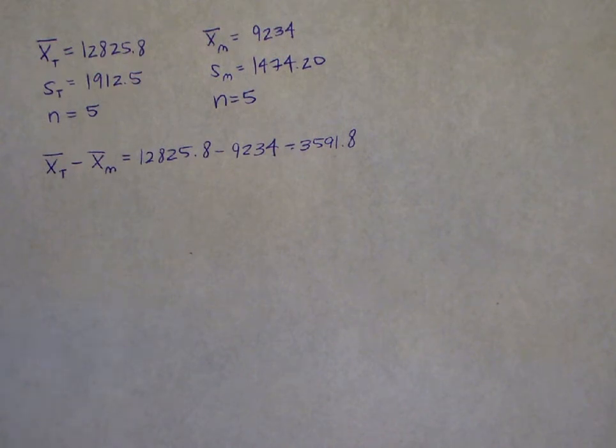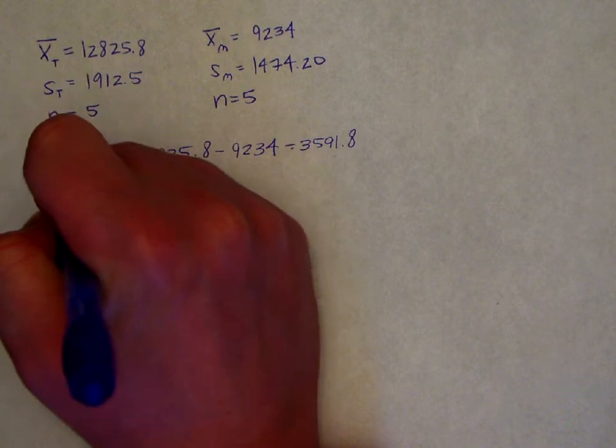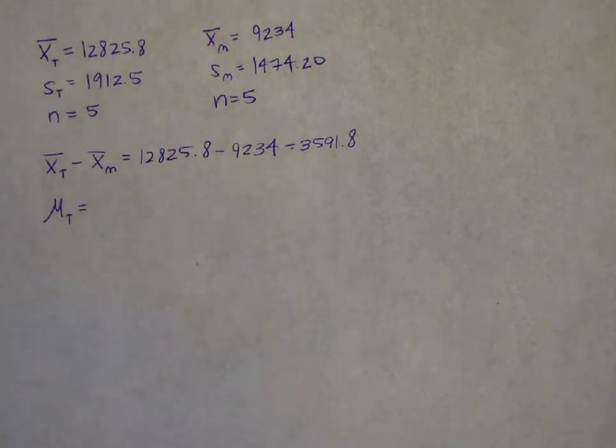Okay, so let's define our populations of interest. So we have our mu of t. We don't know what it is, but it is the population mean capacity of plastic bags from Target.